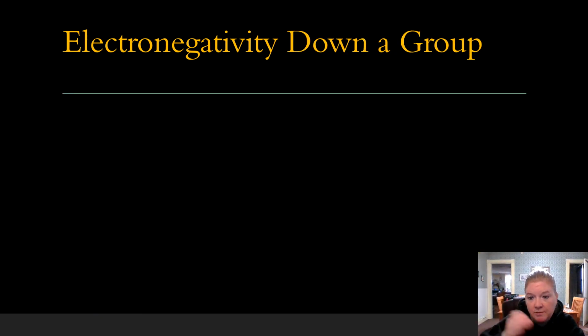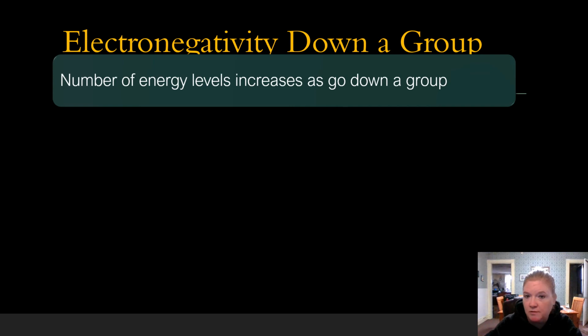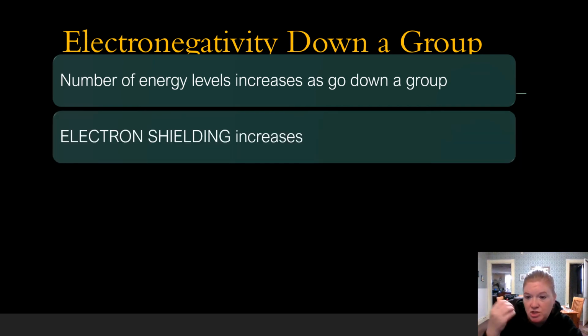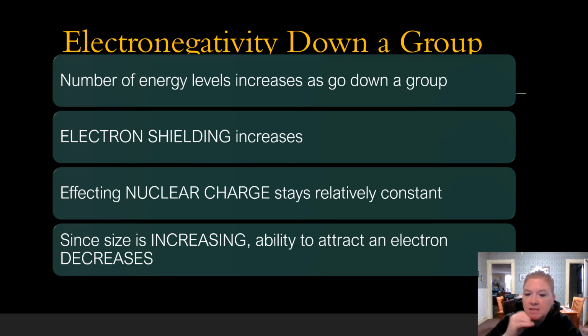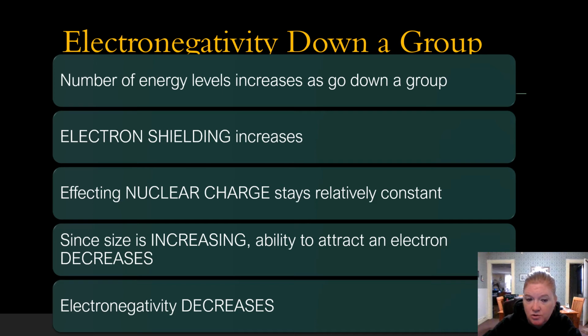Now, as we go down a group, this again should sound familiar. The number of energy levels increases. The electron shielding increases. We have those inner energy levels kind of blocking that nuclear charge. So the effective nuclear charge stays relatively constant, again, because of that shielding. Since the size is increasing, the ability to attract an electron decreases. So the electronegativity actually decreases.